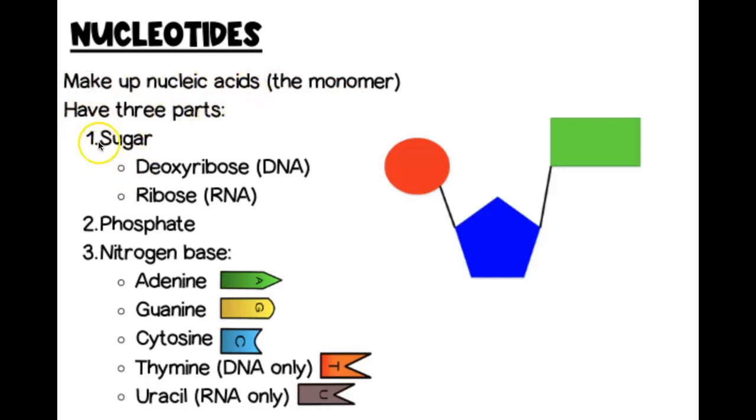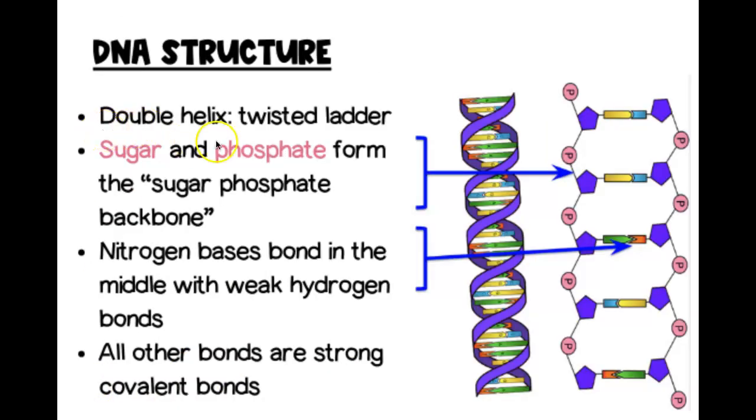They have three parts. They have the sugar, which is the deoxyribose in DNA and ribose in RNA, and this is represented by this little house here. That's the sugar. We have the phosphate, which is represented by this circle, and we have the nitrogen base, which is represented by this green rectangle, and that base is either going to be adenine, guanine, cytosine, thymine in DNA, and uracil in RNA.